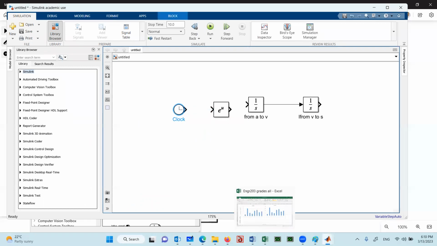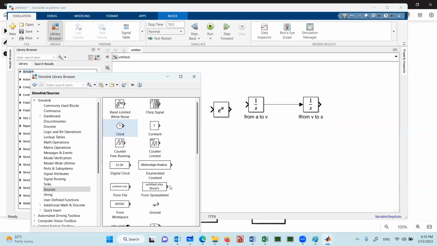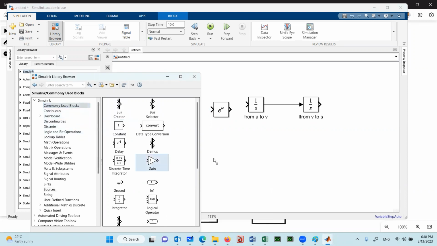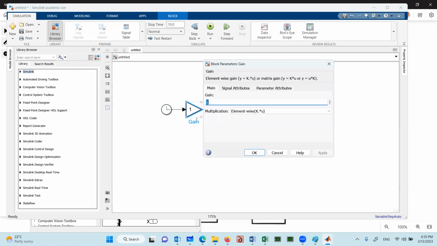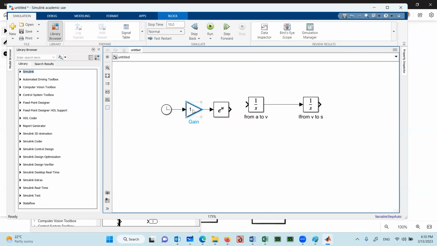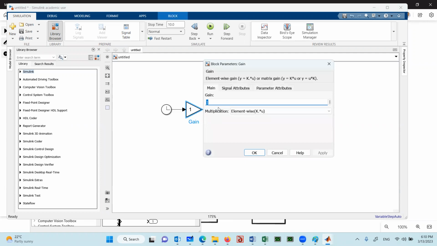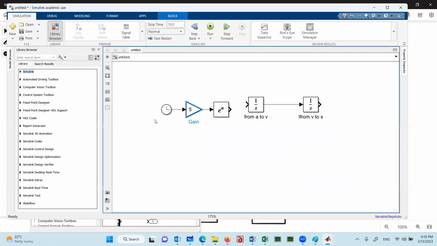Clock means time. Now we go here and search for gain. Okay, so we need to have gain, where we multiply this by a number here. Change the number. We click here and we'll make it 5. So 5 times t. Initially t will go from here to here. It's 5 times t. It will go inside. 5 times t. This is not the way.